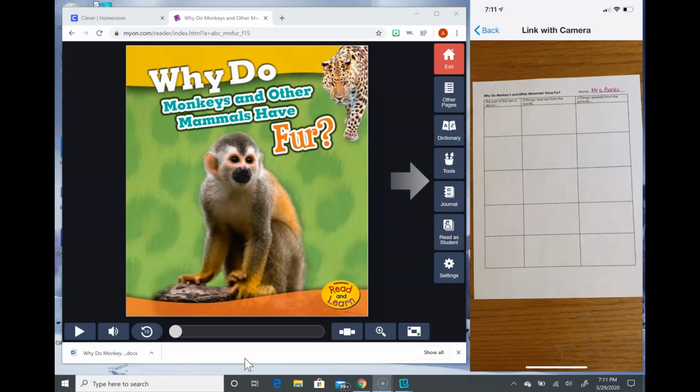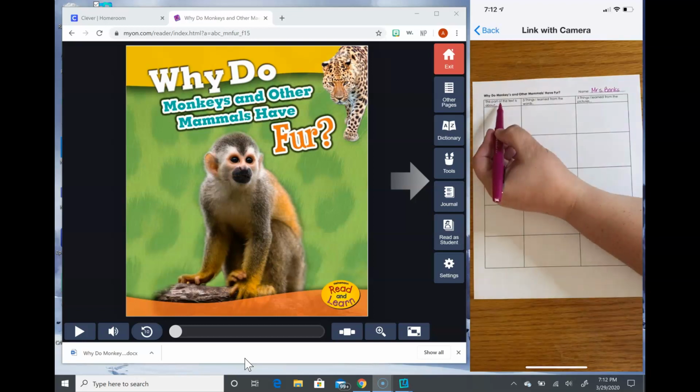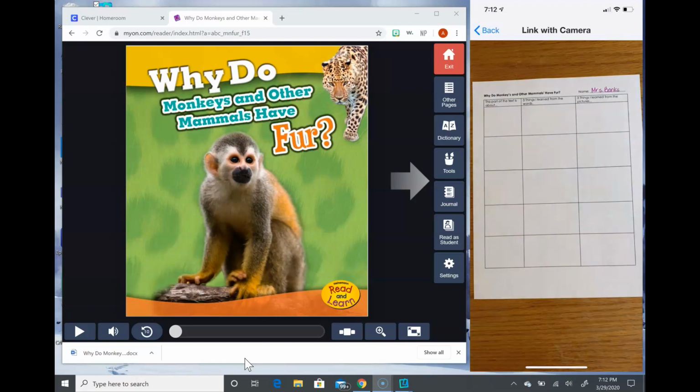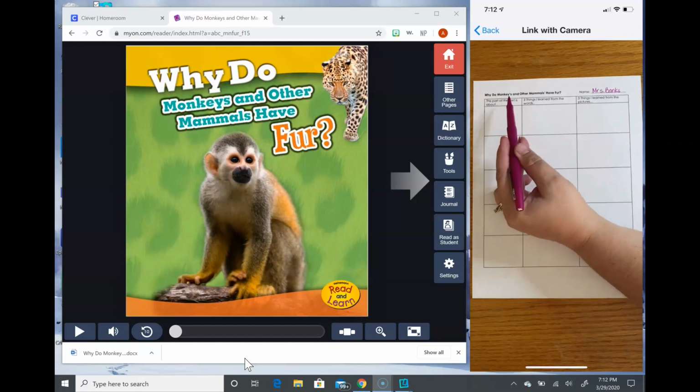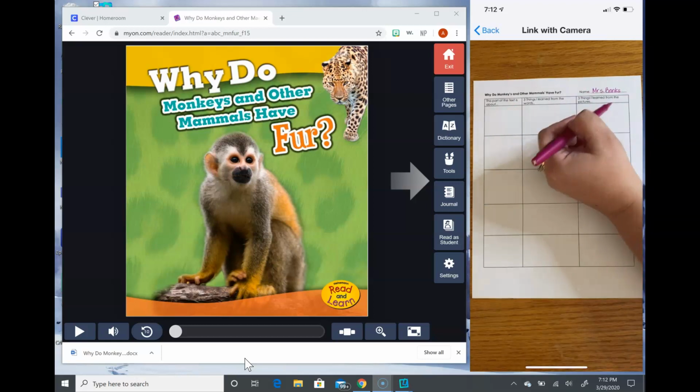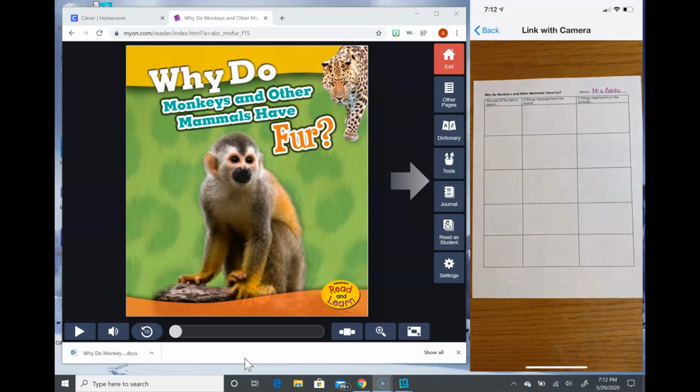It's probably not even going to be about their eyesight, right? We're probably going to learn about why they have fur and how it might help them. So when I'm thinking about what this text is about, I'm thinking about how it has to do with them having fur, okay? When I'm thinking about the details from the text, I'm going to be thinking about how those details help me understand the main idea, and how the details from the pictures help me understand the main idea.